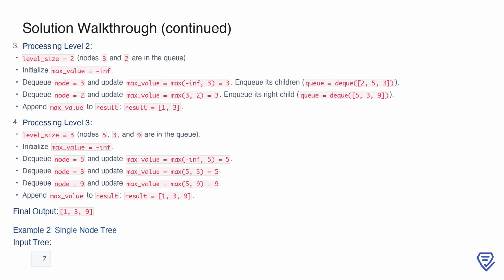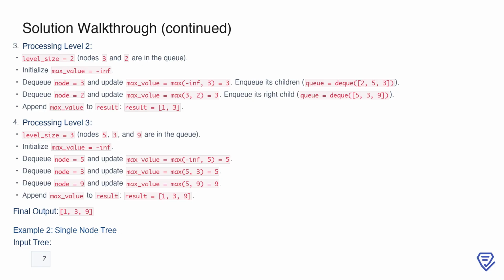First, we dequeue the node with value 3, compare its value with max_value, and update max_value to 3. This node has 2 children, 5 and 3, which are added to the queue. Then, we dequeue the node with value 2, compare its value with max_value, and find that max_value remains 3. This node has a single right child with value 9, which is also added to the queue. After processing this level, we append the largest value, 3, to the result list, making it 1, 3.